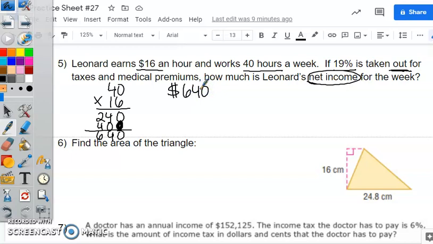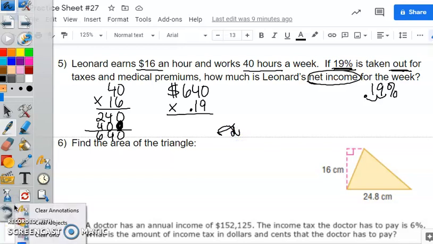Okay. But we're taking out 19%. So we're going to go to our good old standby here, change the percent to a decimal and multiply. Okay? This is your job. I want you to do this, show your work, and once you get that, these are the deductions. Sorry, my pen is messing up. It's so incredibly frustrating. Once you solve for that, those are the deductions.